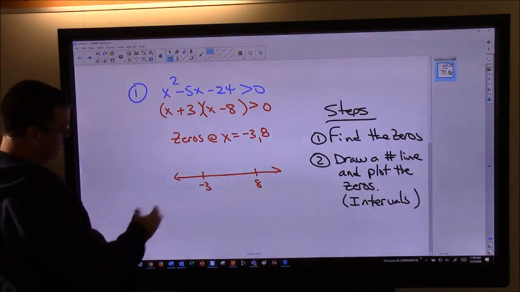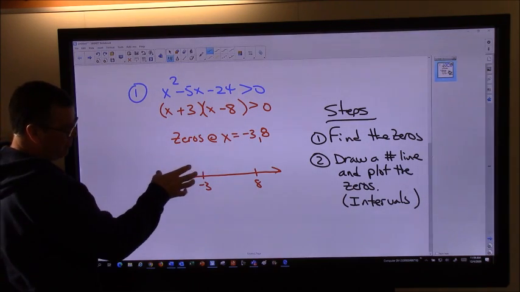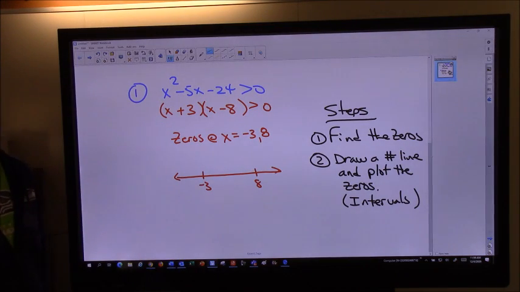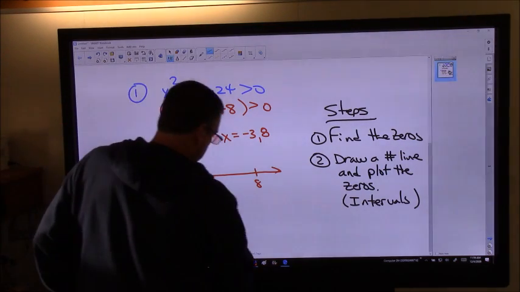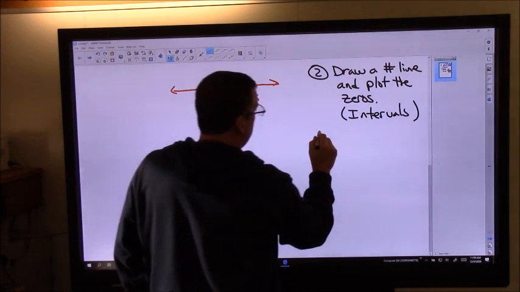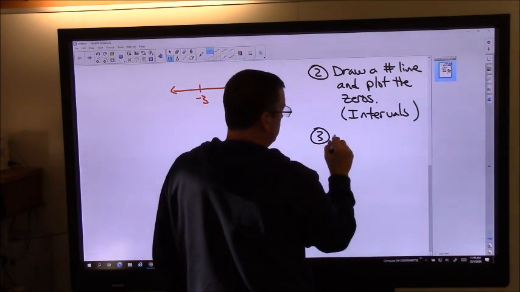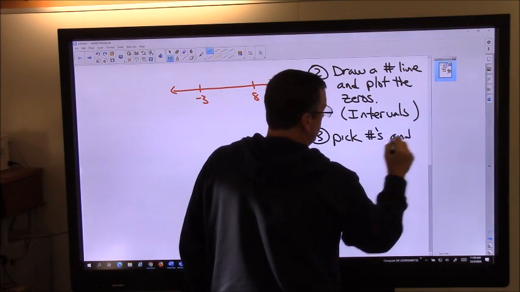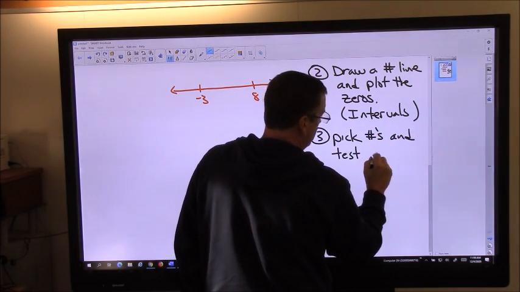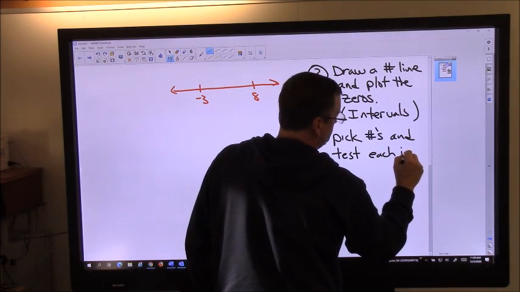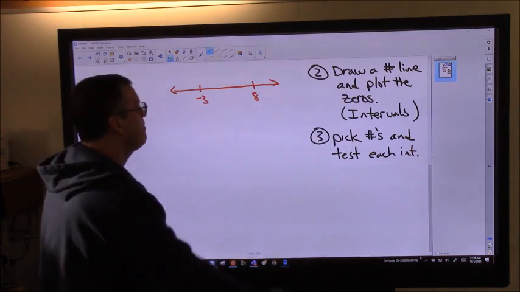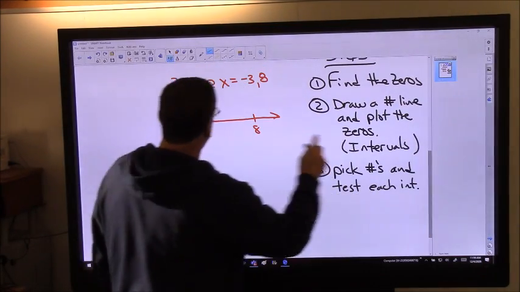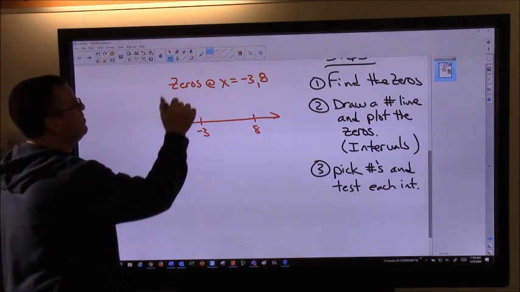And so I've got my intervals now. I've got -infinity all the way to -3. I've got from -3 to 8, and I've got from 8 to positive infinity. And so my next step here is I want to pick numbers and test each interval. Okay? So what that means is I'm picking numbers inside these intervals and using them as a test number.